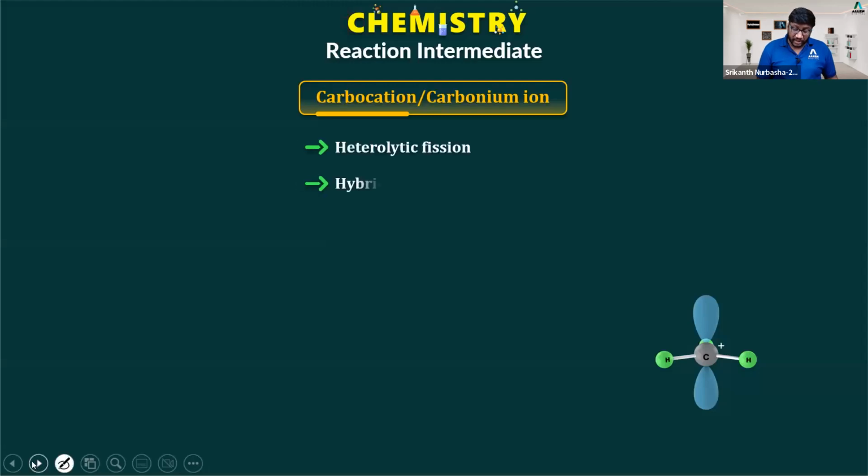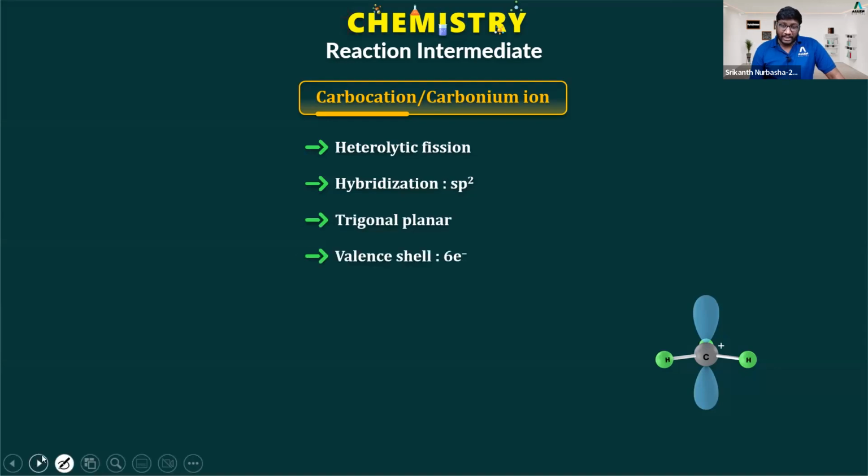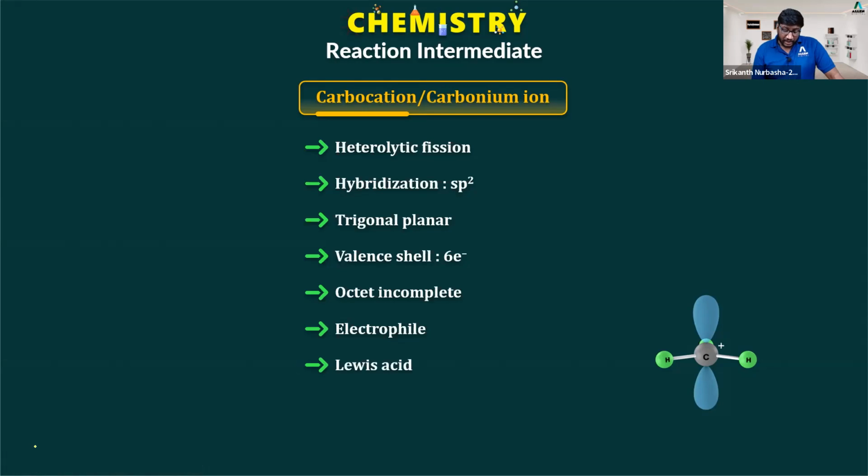Yes or no? It is obtained by heterolytic fission. Hybridization is sp2, trigonal planar. Valence shell has 6 electrons. Octet is incomplete, so it has a tendency to accept electrons. That is why it also acts as an electrophile. And it is a Lewis acid because it has a tendency to accept electrons. It is diamagnetic in nature because there is no unpaired electron.